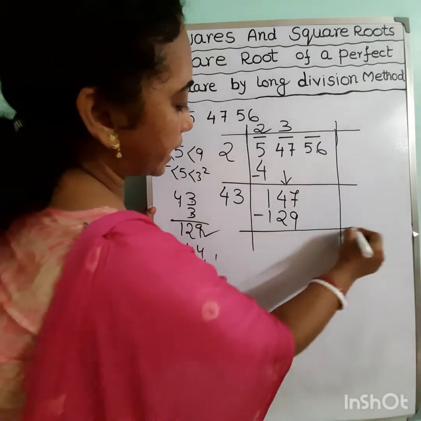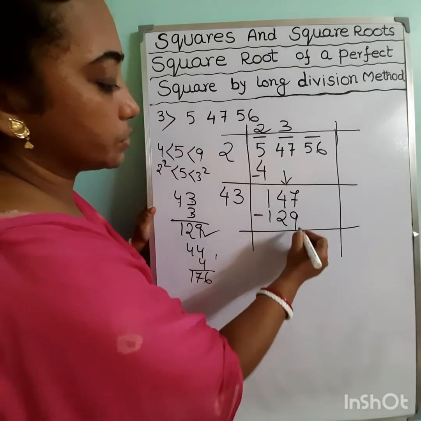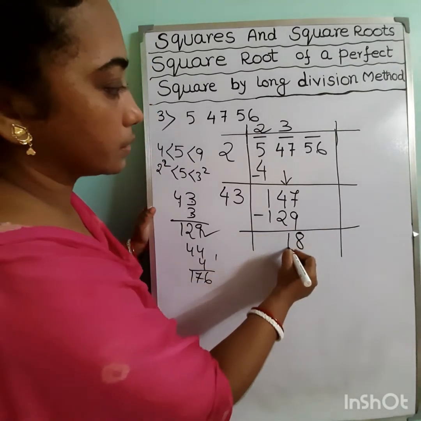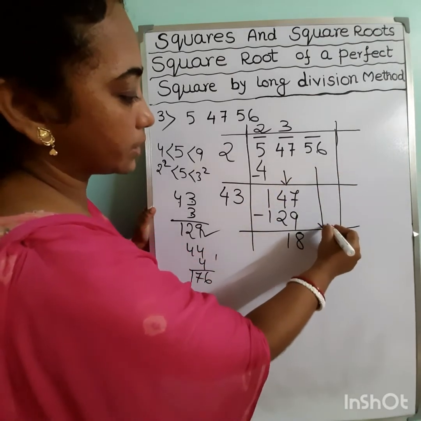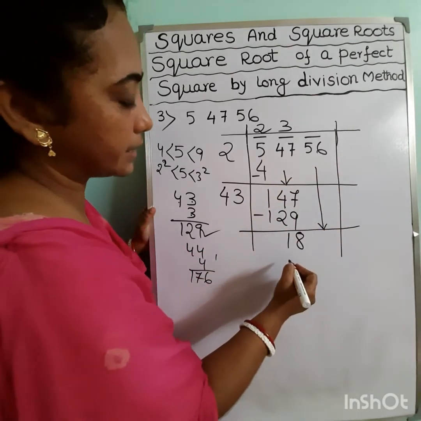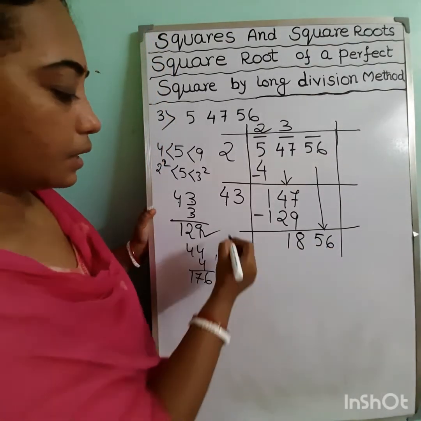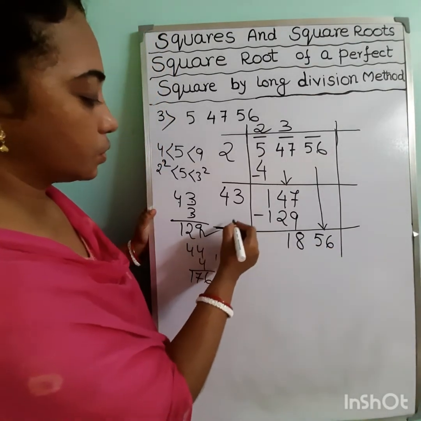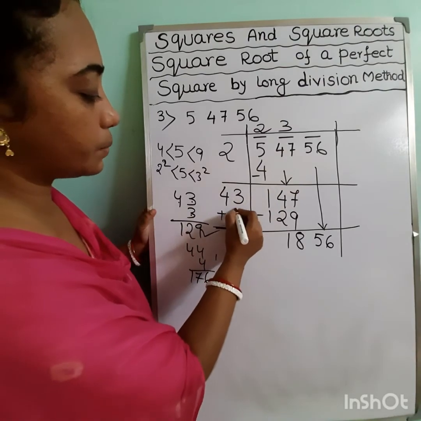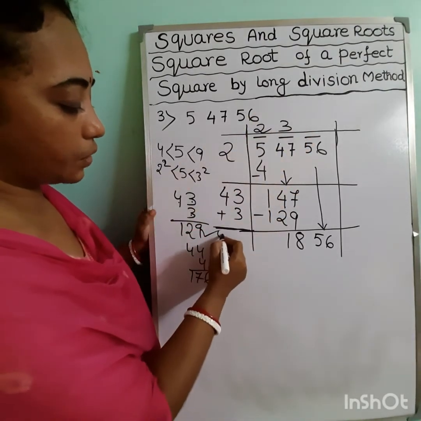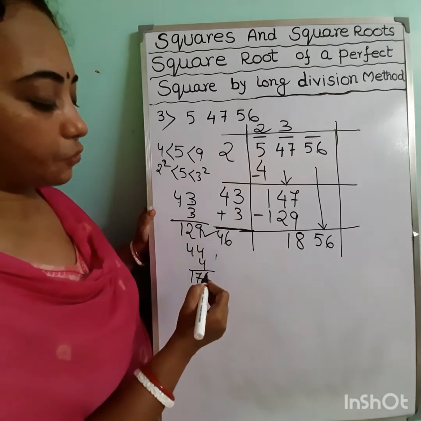Then we subtract from 147. So after subtracting, what are we getting here? We are getting 8, then 1, so the remainder is 18. Then we bring down the next pair that is left, that is 5, 6. And for the next divisor, we can add the 3 to this number, or we can simply double the quotient. So that is coming 46. Double of the quotient is coming 46.